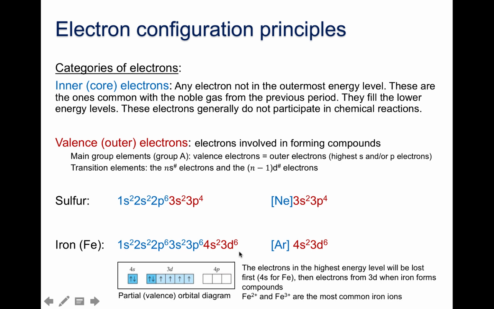Typically, iron is either going to give away 2 electrons from that 4s subshell, or a total of 3 electrons, where it'll give away these s electrons and then borrow one of the electrons from that d sublevel. And so the inner electrons for iron are 1s through 3p. The valence electrons are the highest S and highest D sublevel.